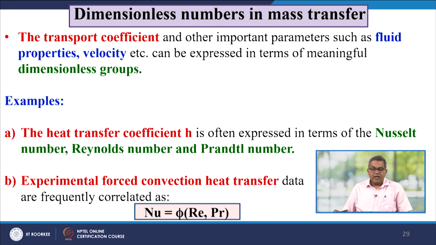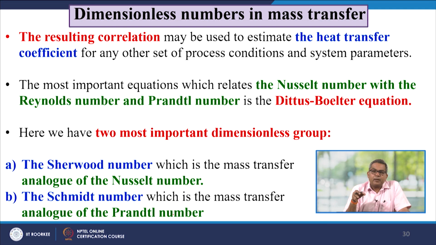Now there are so many dimensionless numbers in mass transfer operations. The transport coefficient and other important parameters like fluid properties and velocity can be expressed in terms of meaningful dimensionless groups. For example, the heat transfer coefficient h is often expressed in terms of the Nusselt number, Reynolds number and Prandtl number. Experimental forced convection heat transfer data are frequently correlated with the Nusselt number being proportional to the Reynolds number and Prandtl number.